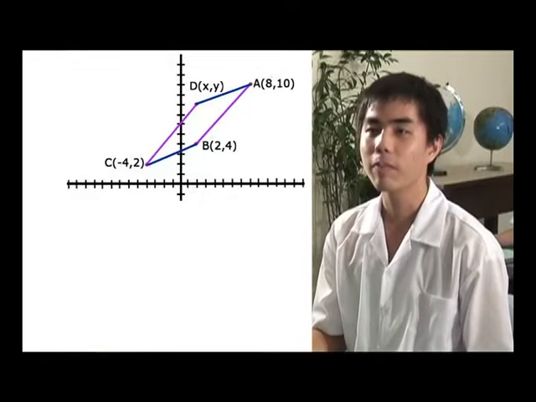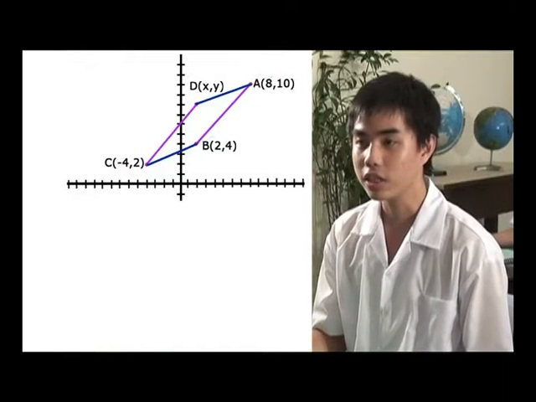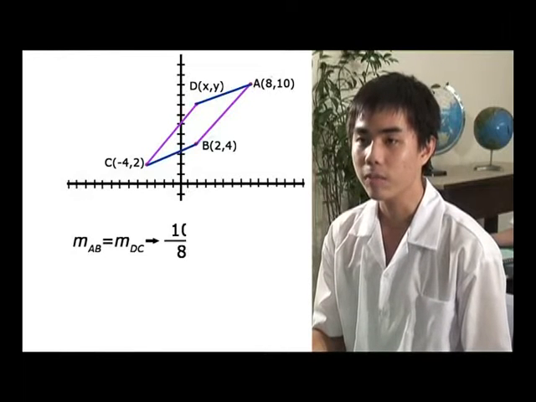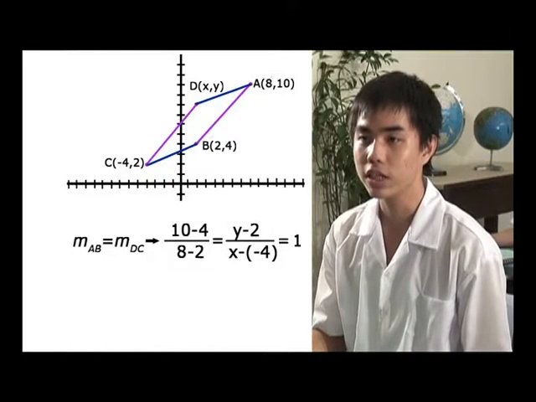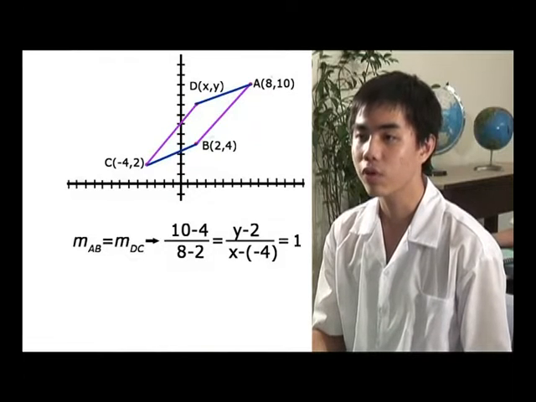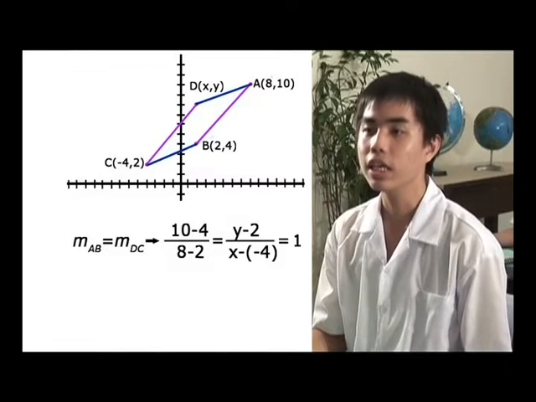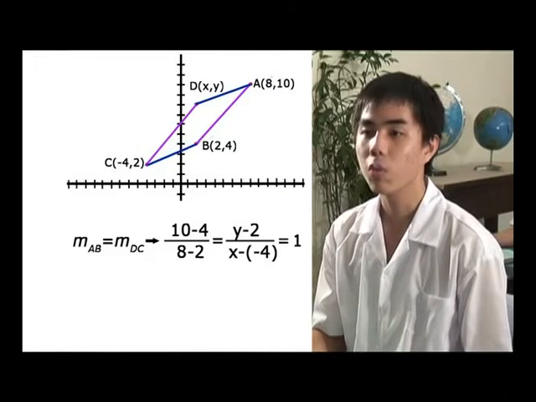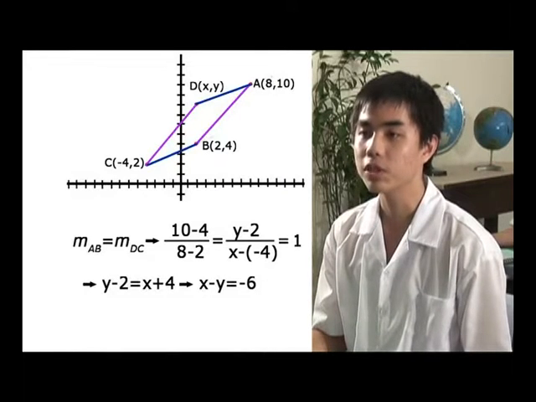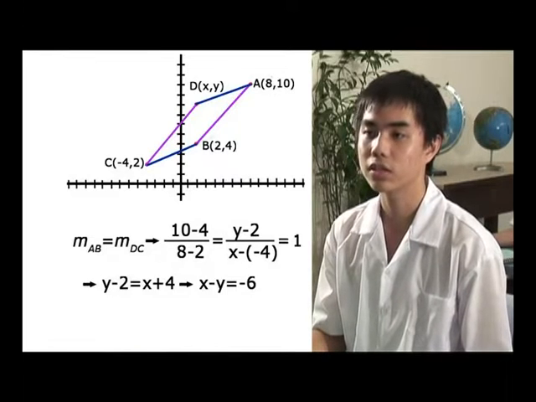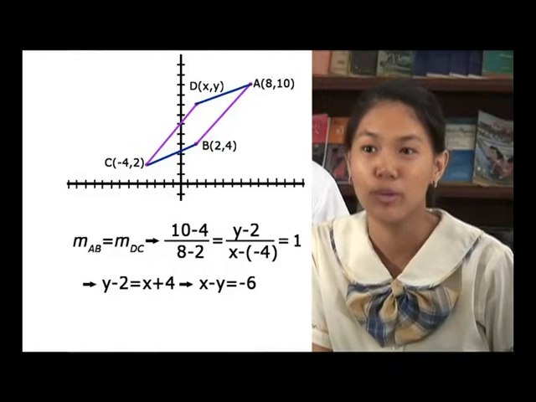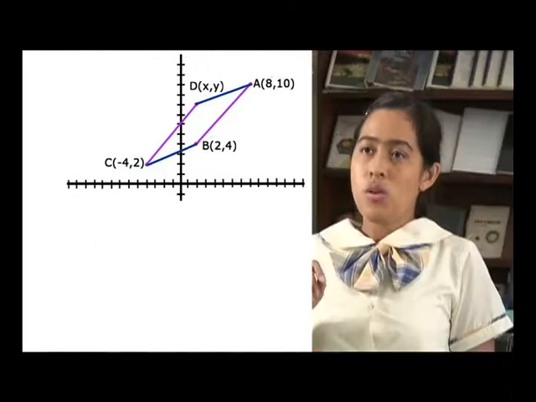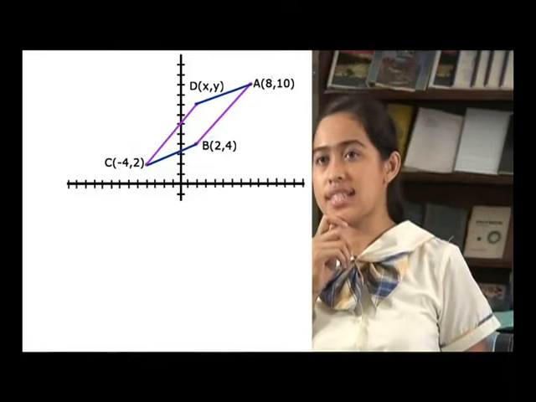We'll equate the slopes of the parallel sides. For AB and DC, we have the slope of AB equals the slope of DC. Then, (10 minus 4) over (8 minus 2) equals (y minus 2) over (x minus -4), which equals 1, which gives us y minus 2 equals x plus 4. Therefore, x minus y is equal to negative 6. We have two unknowns, but we only have one equation. We still have a second pair of parallel sides.